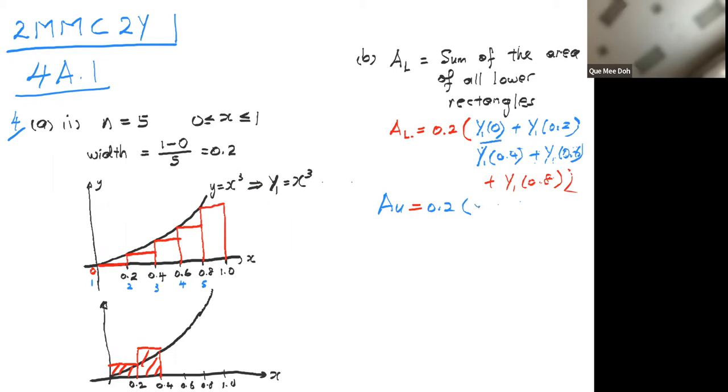So I have Y1 0.2, you write down plus Y1 0.4 plus Y1 0.6 plus Y1 0.8. Then the last one is Y11. So you get the answer, and you complete your upper rectangle. This is part A, this is part B. That's all. That is what the question means.